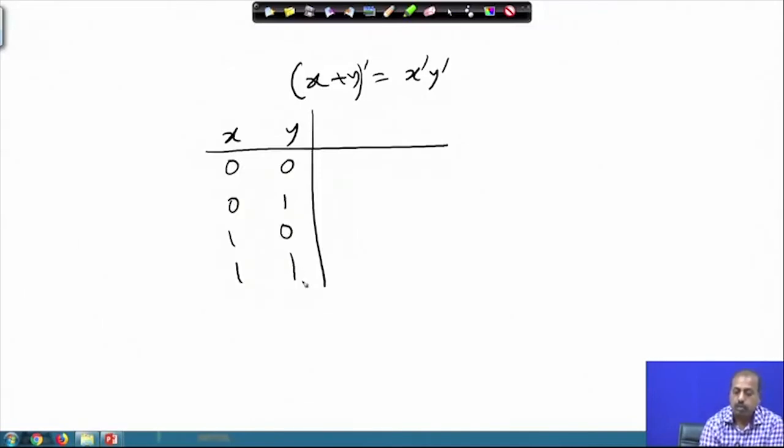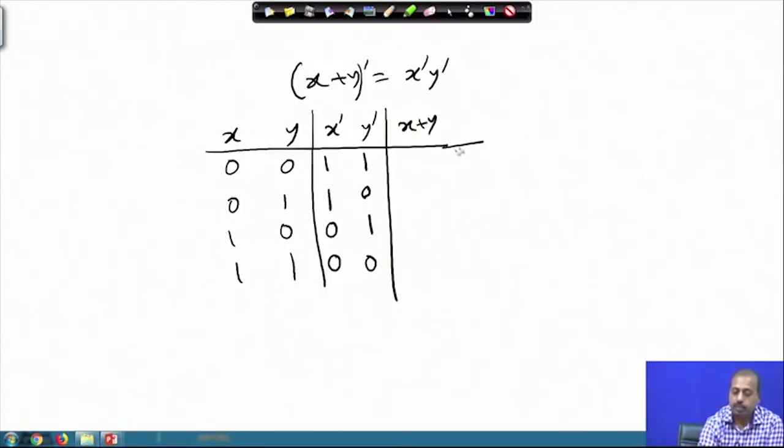and 1 1. Now, as a component, I need x bar and y bar also. So I write down the x bar part, the complement of x, and similarly y bar, that is, not of y. Then I have x plus y. So what is x plus y? This is the OR function of these first two columns.